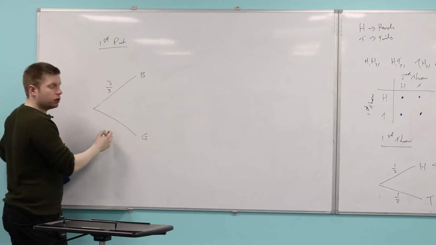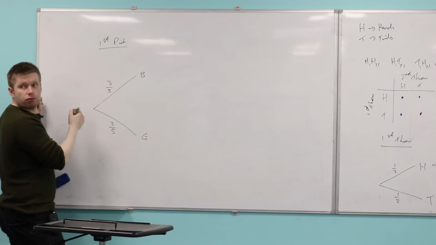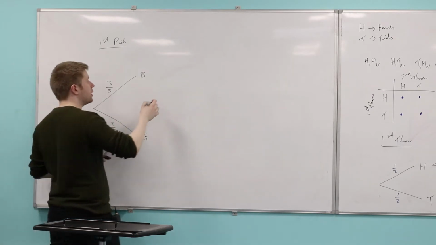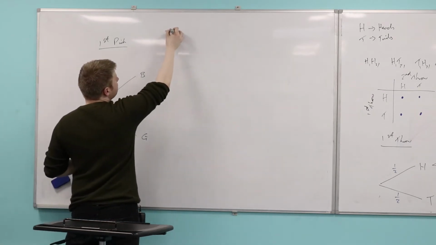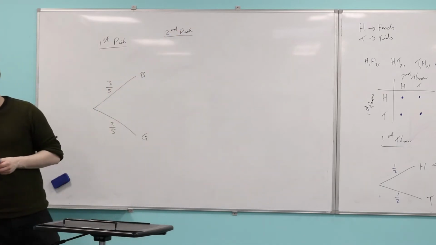Probability of green? 2 over 5. Good, and just check. Good check. Do these add together to make 1? Yeah, absolutely. So we know we're in business. Okay. So now let's say that we go and take another pick. So we take another sock out, right?